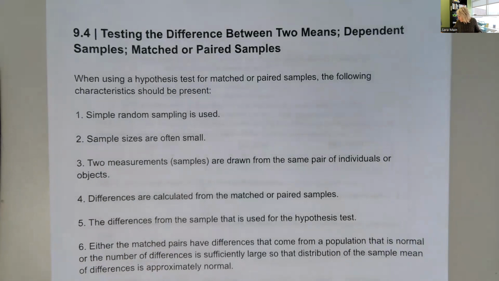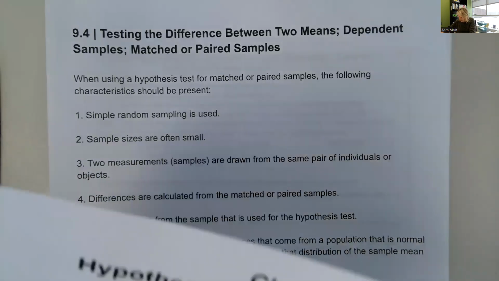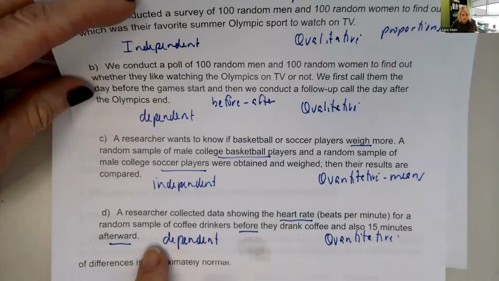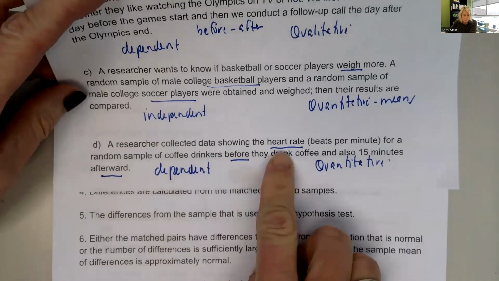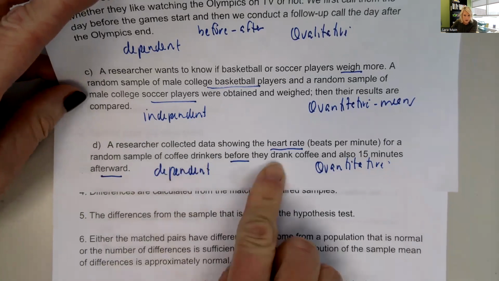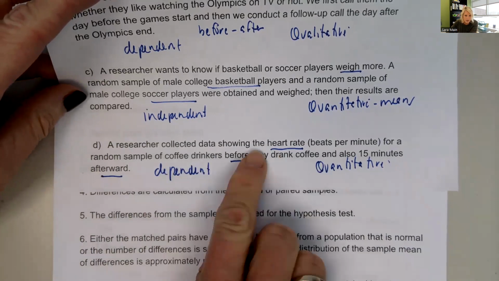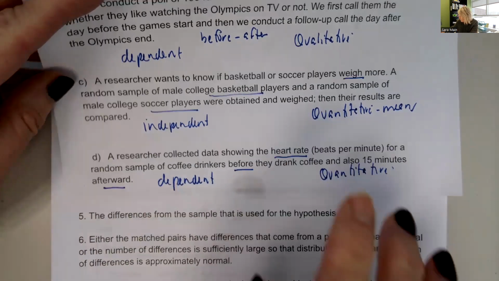When we did our intro questions in lesson 9.1, we looked at this question right here, where a researcher was collecting the heartbeats per minute on coffee drinkers before they drank coffee and also 15 minutes after they drank coffee. So this is going to be paired data. There's going to be before and after.